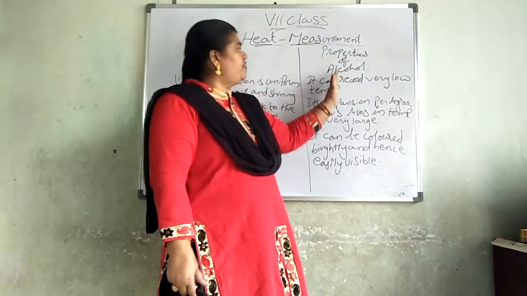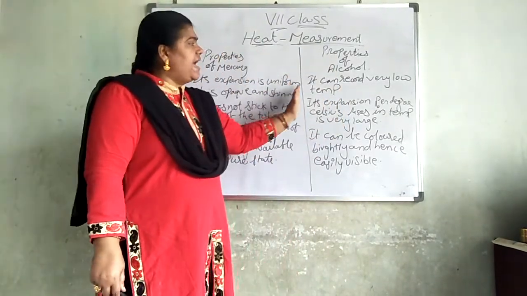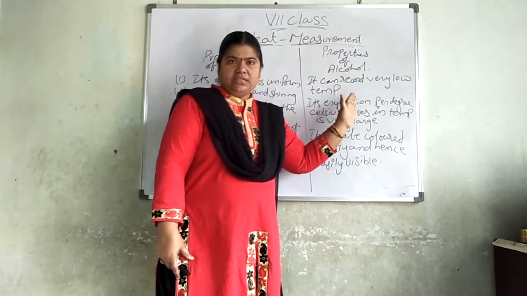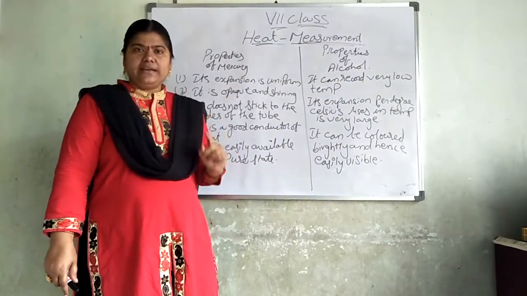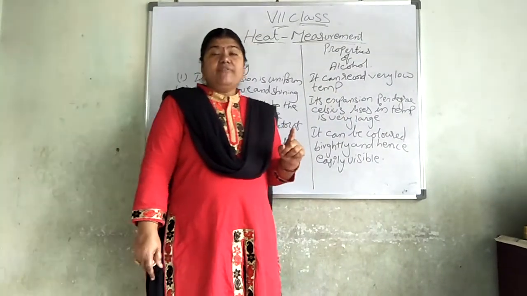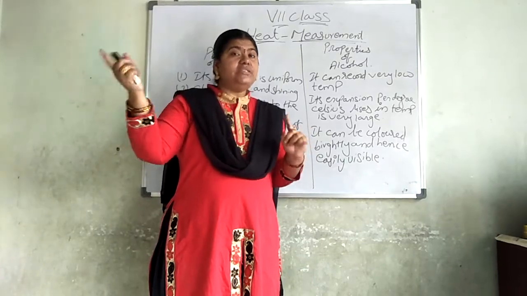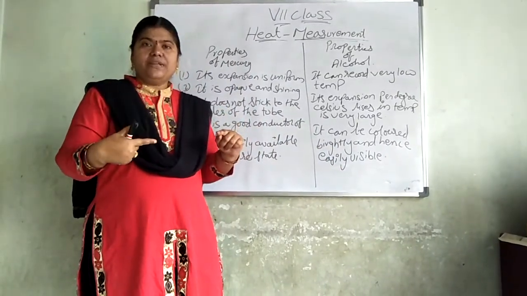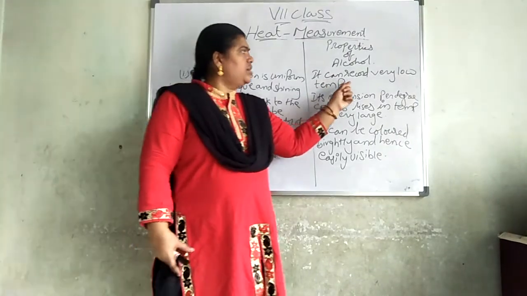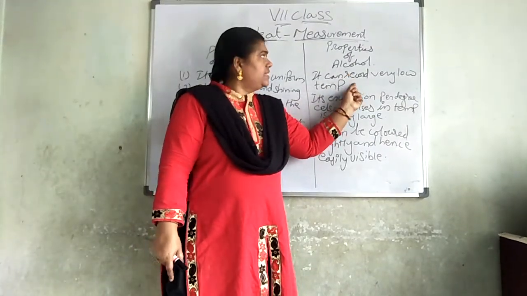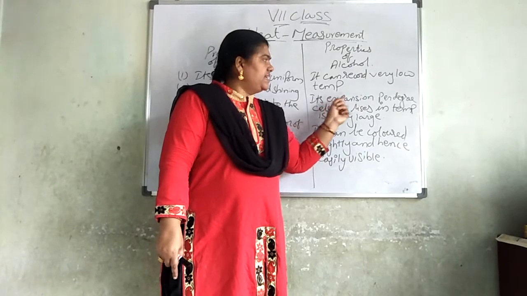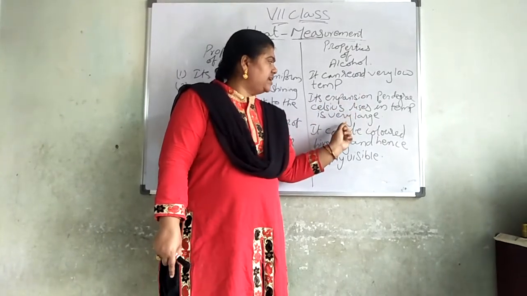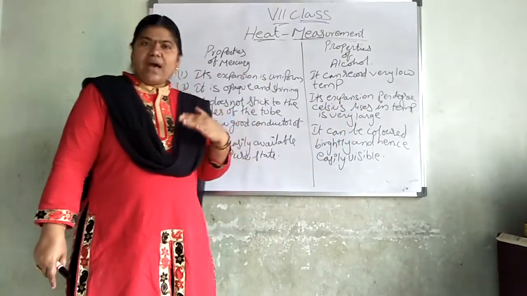Next one, properties of alcohol. It can record very low temperatures. Already I told you, for the clinical thermometer we have above 0 degrees Celsius and below 0 degrees Celsius, meaning minus values are also present. So those minus values will also be recorded in this laboratory thermometer. Its expansion per degree Celsius rise in temperature is very large. So fast it will go.